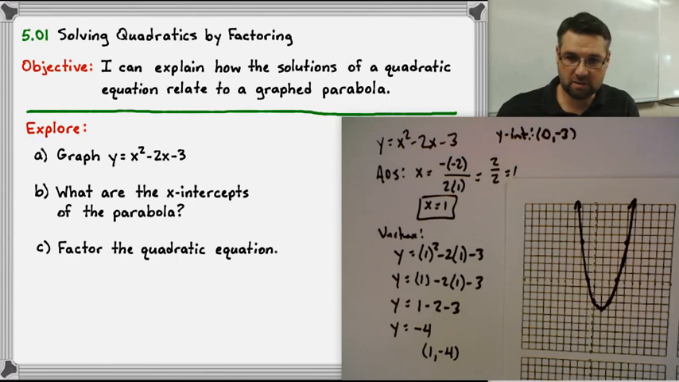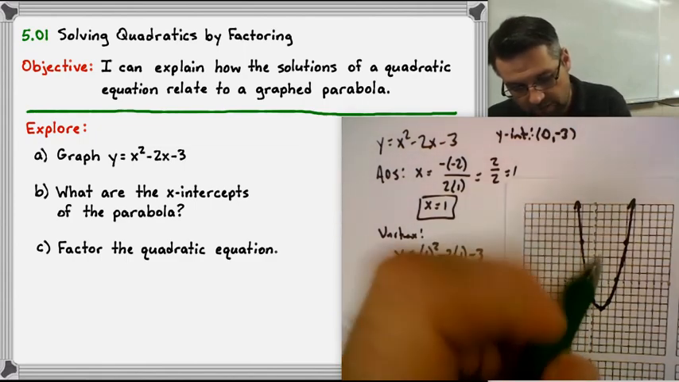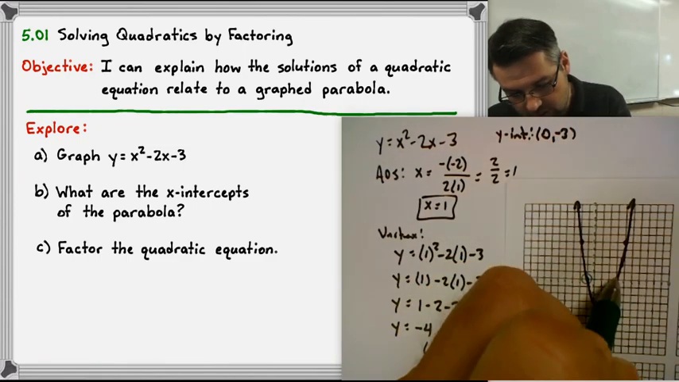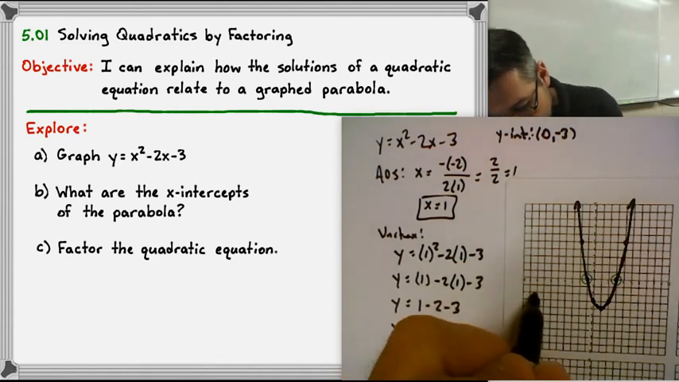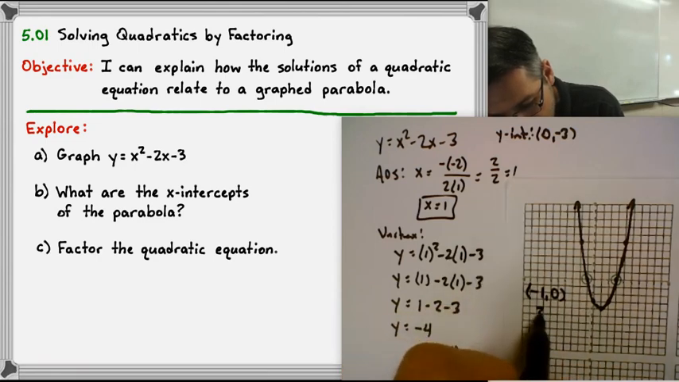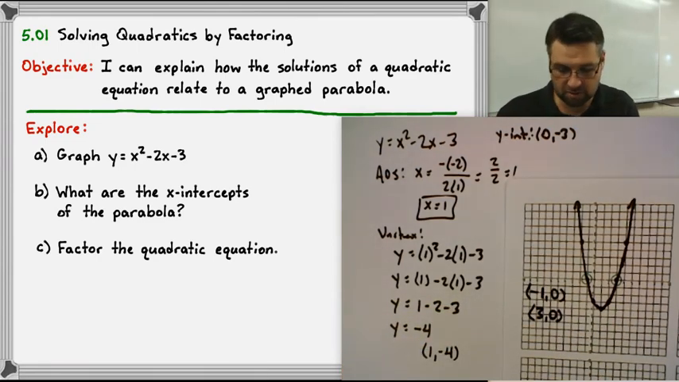So we've graphed it, there's that. The next thing it says to do is say, what are the x-intercepts? Well, remember, the x-intercepts are where the graph crosses the x-axis. So here's my x-intercepts right here and right here. So we can see that our x-intercepts are negative 1, 0, that's this one, and 3, 0, that's the other one, okay? Those are my two x-intercepts. And then the last thing it wants us to do is to factor the quadratic.